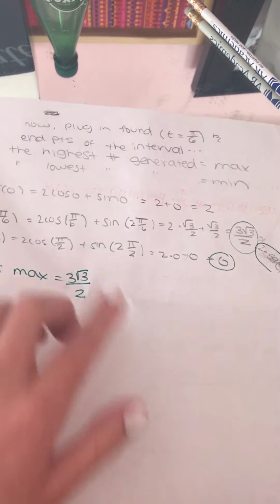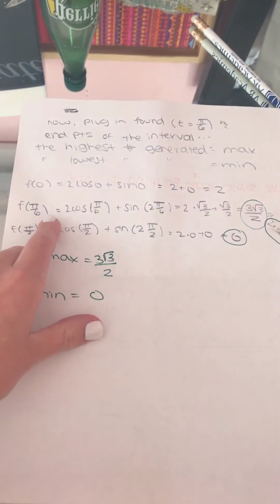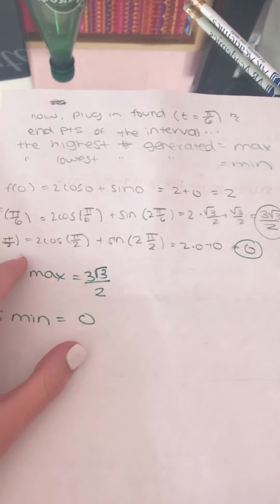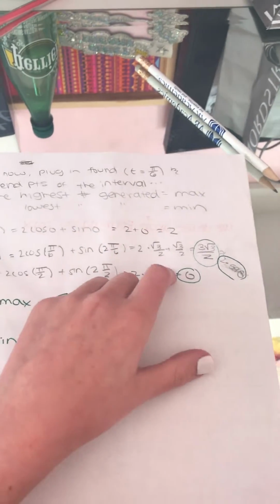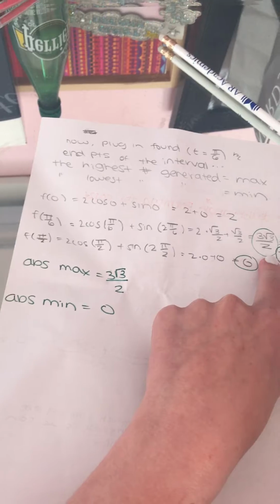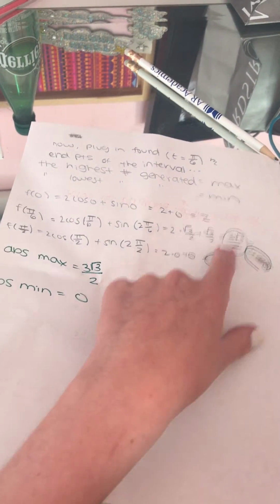I plugged in 0, which is on the interval, into the function that was given. I plugged in pi over 6, which was the critical number that we found, and I plugged in pi over 2, which is the end of our interval that was given. And eventually, I found out that pi over 6 was the max, and then pi over 2 was the min, because that's the biggest number, that's the smallest number. There you go.